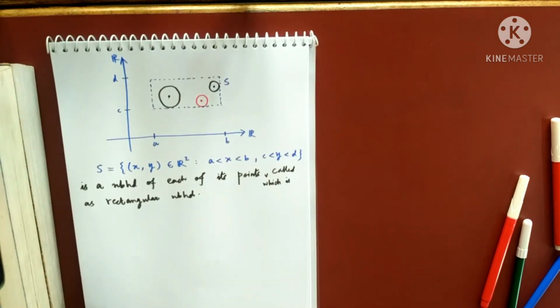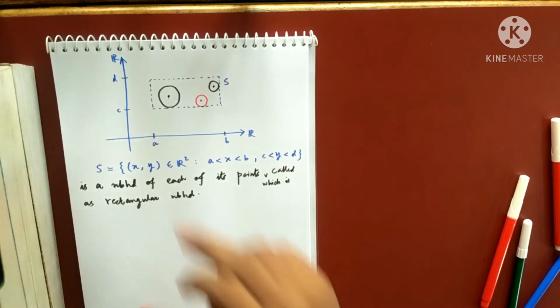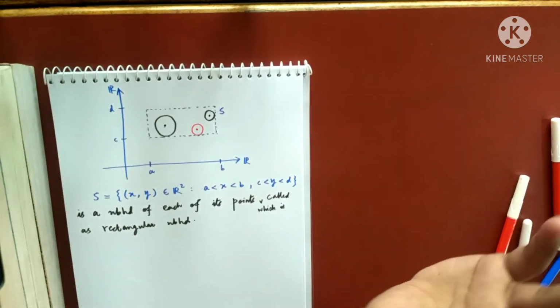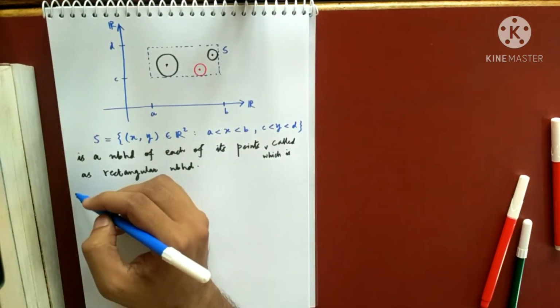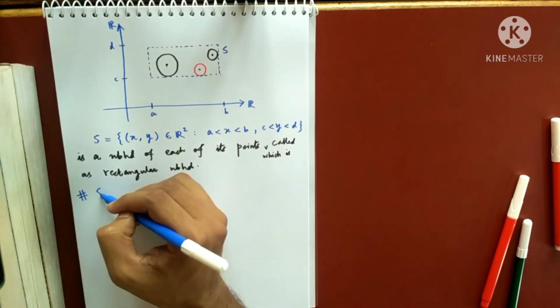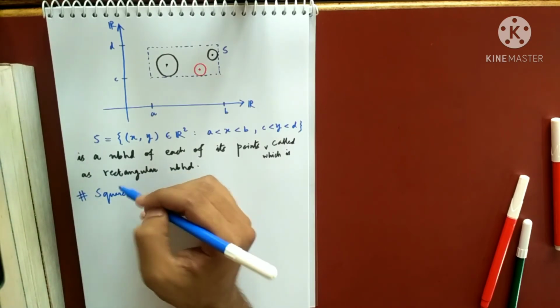Okay, and similarly we may define something called a square neighborhood of some point. So what is a square neighborhood? You may just draw a square, try to name that square, like the name I have given for the rectangle. So I'll just give you some idea. I'll give you this as a homework. What is meant by the square neighborhood?